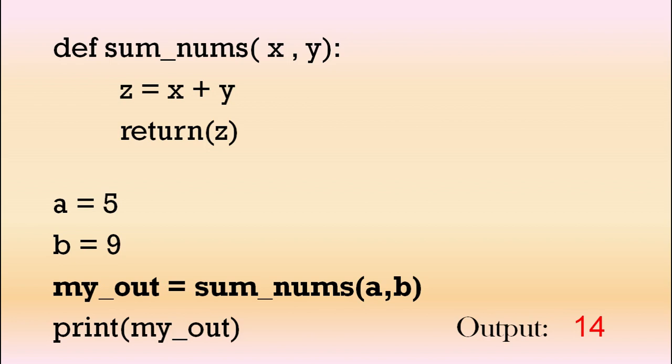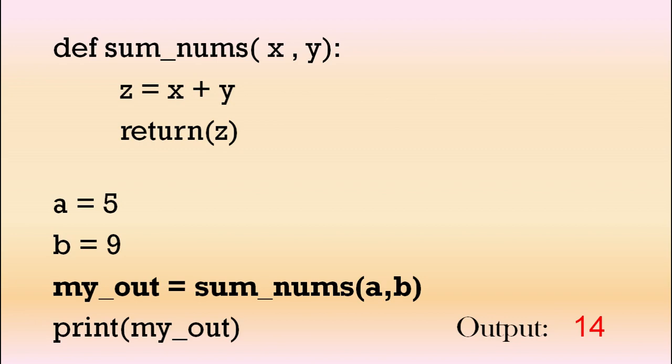Here we've got the sum of numbers. Notice we've got a and b equal 5 and 9, then we send a and b, and in the function itself we pass it a and b, but inside the function we can use different names. So we've got x and y, and then z equals x plus y, so that's the sum, and it returns it. And then if we look at the code where we call sum of nums, we've got myout, which we print.